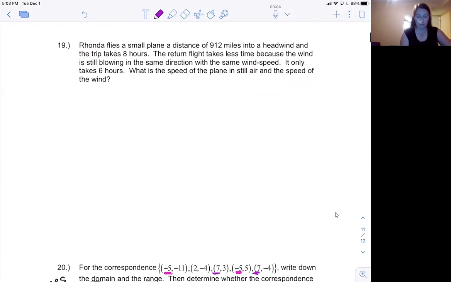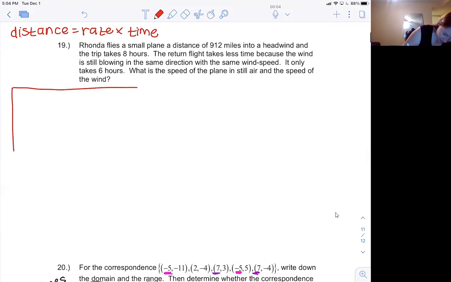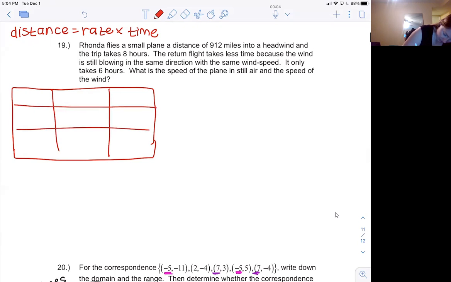Okay, these ones I really struggled with too, but they're not bad. So the important thing to know about anything with either flying or taking a boat is that our distance equals our rate times the time. So I'm going to make a chart that gives us distance, I'm going to call D, rate and time.